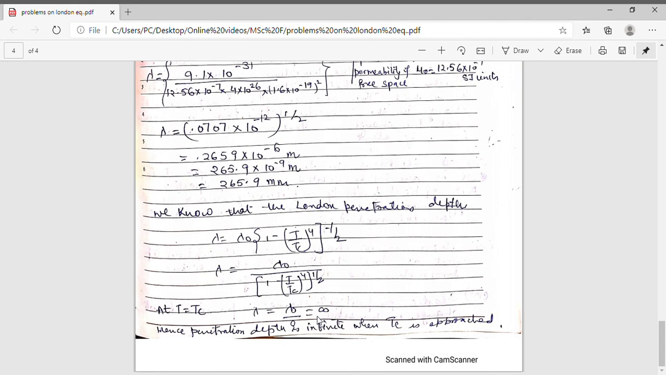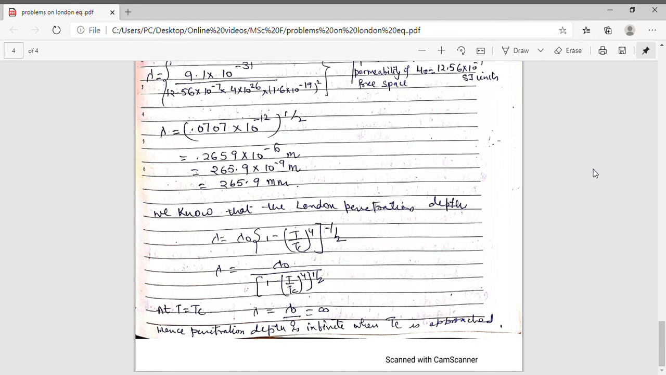This has a physical significance that at T equal to Tc, the magnetic field penetrates inside the specimen. That means the material is not a superconductor now. It is behaving as a normal material as T has approached Tc. Hence, we can conclude that T equal to Tc divides the superconductor into two ranges. Below Tc, the material is a superconductor, and above Tc, the material will behave as a normal material.